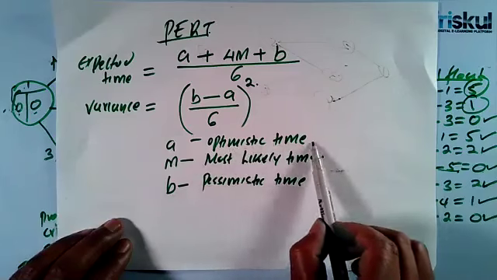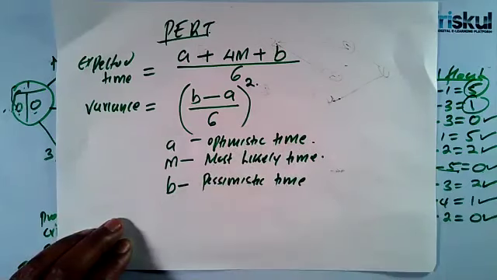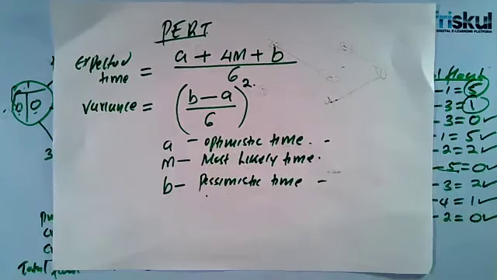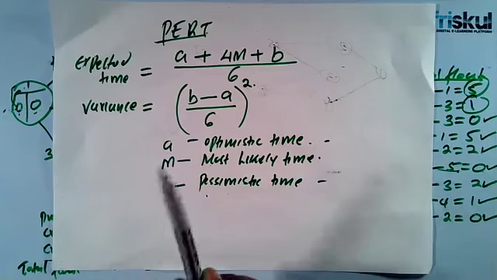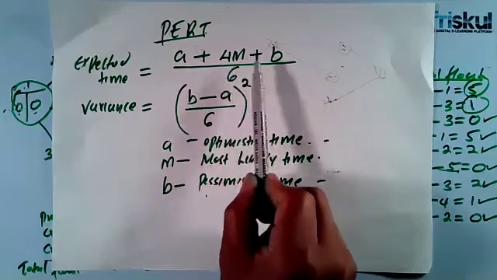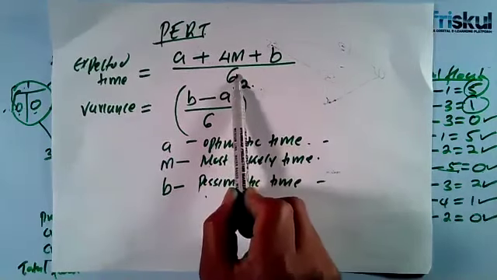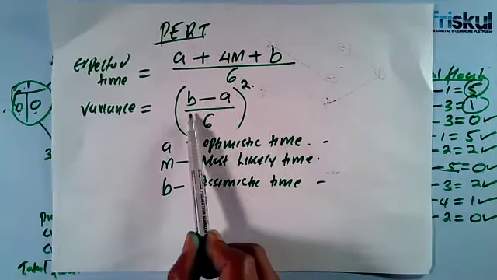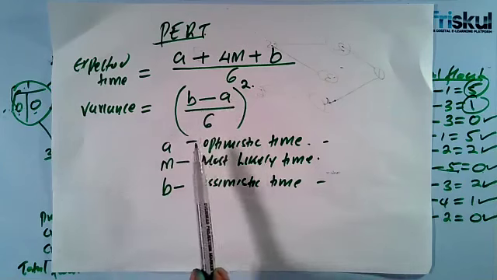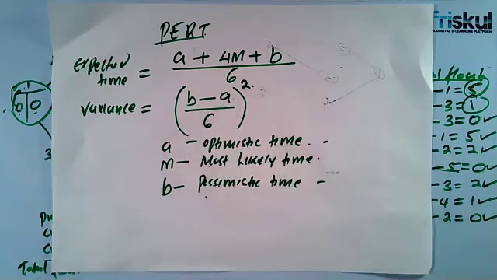Optimistic is the shortest time you can take. Most likely, that's the average. And B is the pessimistic, the longest. So this is the shortest, this is the longest. In PERT, in case you're not sure about the project, that's how you get the expected time. A plus 4M plus B, you divide by 6. For you to get the variance, you take B minus A, divide by 6, then all of it you square, where A is the optimistic time, M is the most likely time, and B is the pessimistic time.